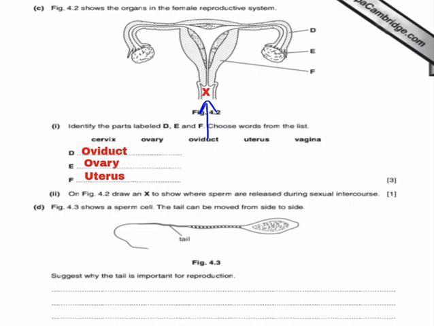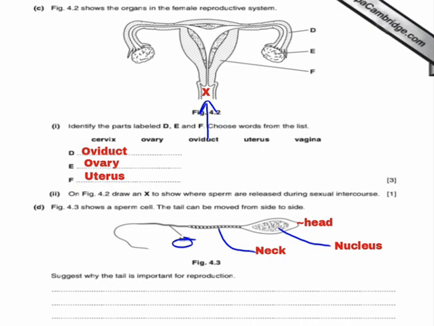Then as for D, it is saying figure 4.3 shows a sperm cell. The tail can be moved from side to side. So we have the tail and also this head here. This part here is called the head, this one here is called the neck, and also the last one is the tail.